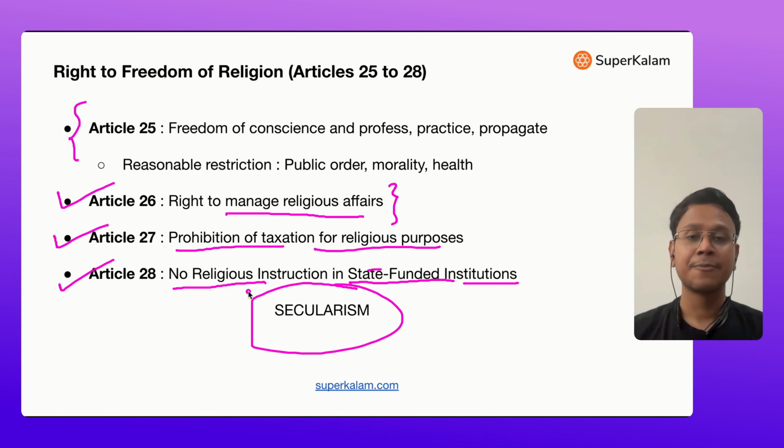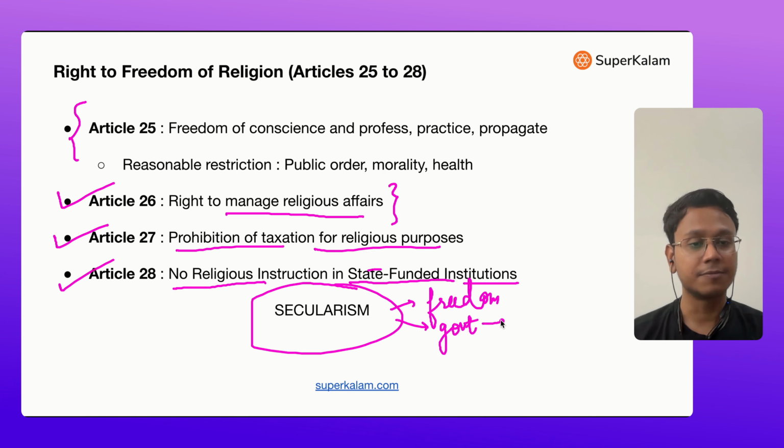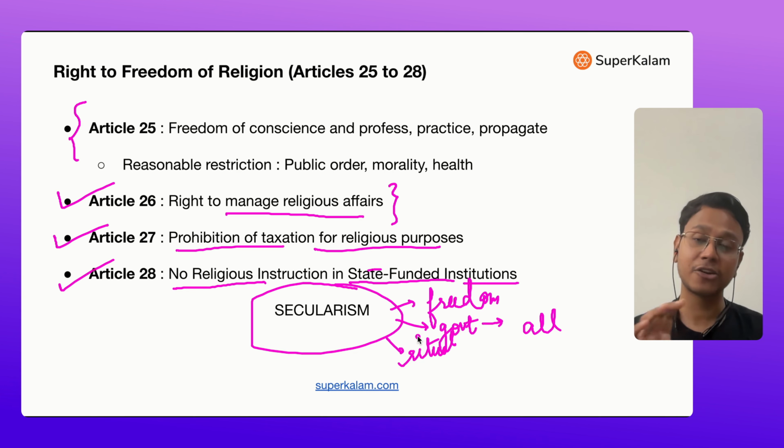Secularism in India has multiple aspects to it. First, it means that there is a freedom for the individual to practice religion. Second, the government will support all religions, and third, you are free to do ritual activities. So this is the essence of Indian secularism. Now, secularism itself is a very broad concept. We will cover it some other time, but in India, it is the essence of Articles 25 to 28.